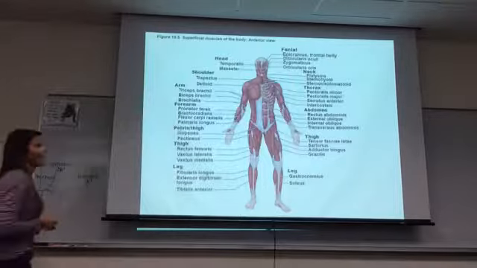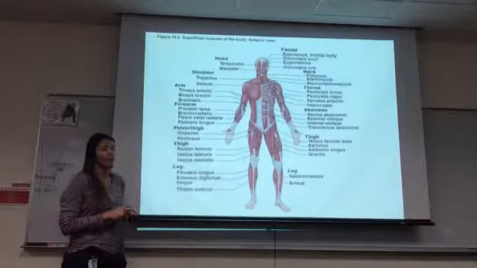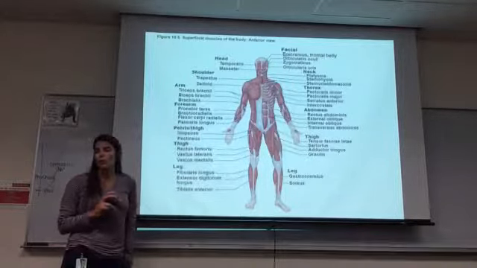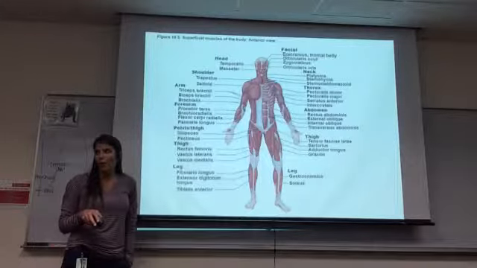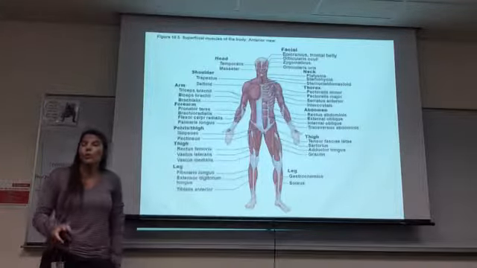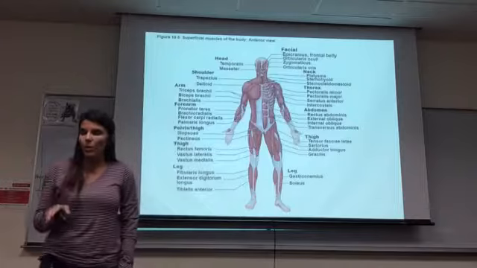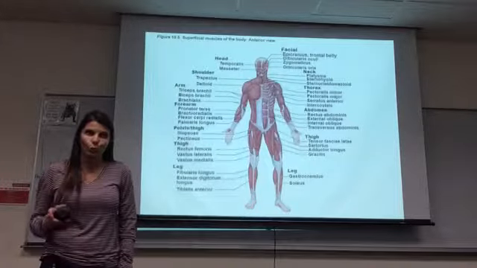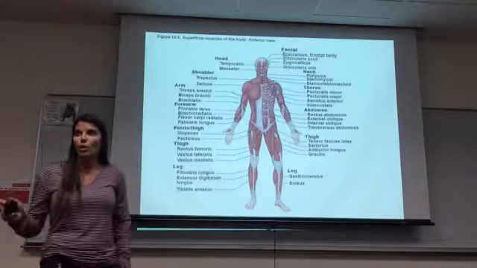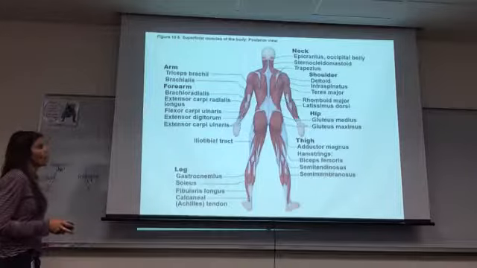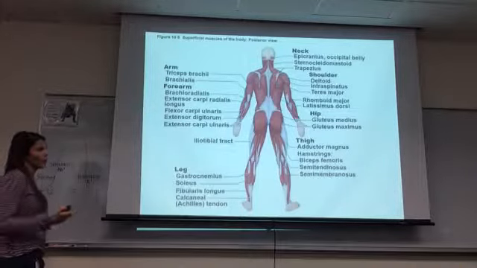For the test that you have next week, you only need to know the muscles that are listed on the review. So make sure you're familiar with the muscles that are on the review, where they originate, where they insert, what they do. Just those muscles. So that was an anterior view. Here's a posterior view.